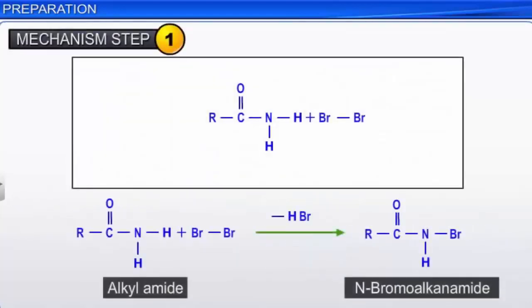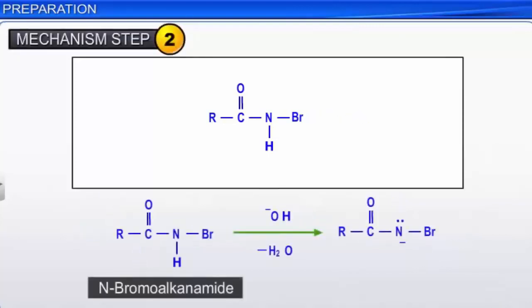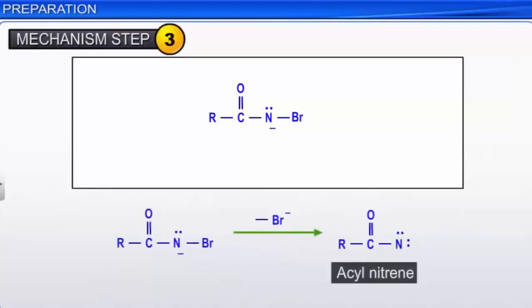As you can see, the first step involves the halogenation of amide to yield N-haloamide. The second step is the abstraction of a hydrogen ion by the hydroxide ion. This results in the development of a negative charge on the nitrogen atom. Step 3 involves the separation of halide ion, resulting in the formation of an intermediate with an electron-deficient nitrogen atom.